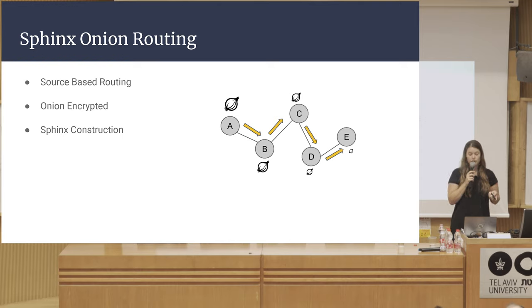Now, this node knows that it came from A, and they know that it's going to C because they've unwrapped the onion, but they don't know anything else about the path. So they don't know that A is the sender. They could just be another link along the chain. They send that onion on, and the same is true for every single hop along the route.